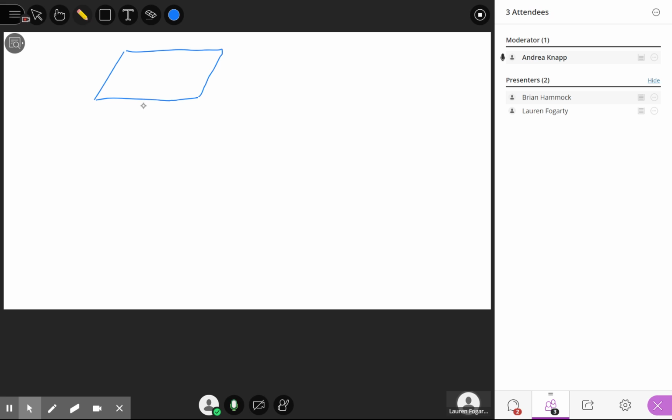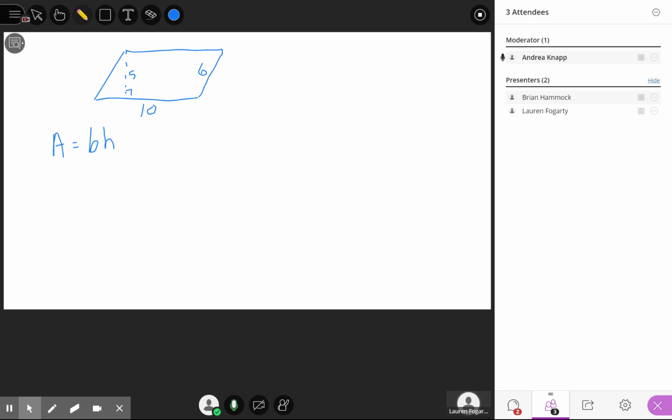So let's say we have a base here of 10. Let's say we have a side of 6, but a height of 5. The area of your parallelogram, just like the rectangle, is the base times the height. But make sure you're using the height that's perpendicular to the base. Don't just use that side of 6. That's an easy way to mess up.